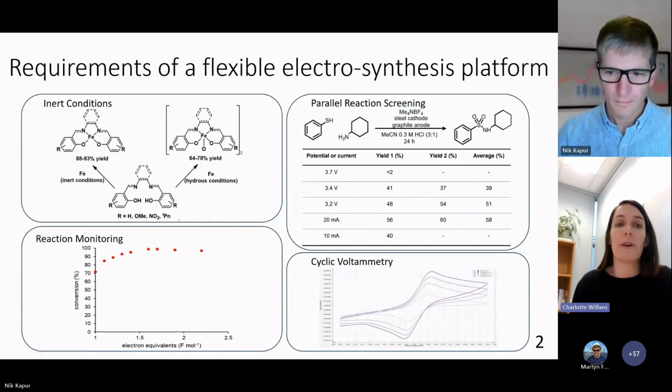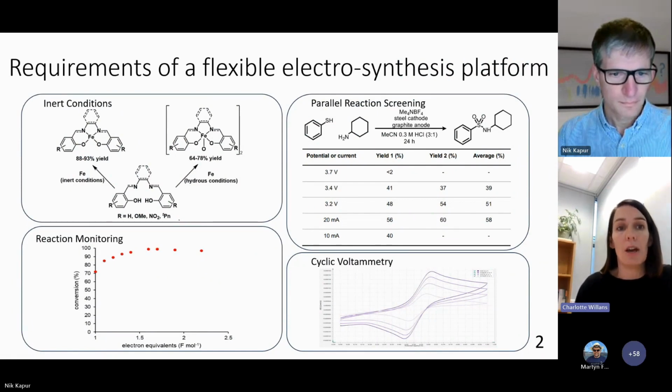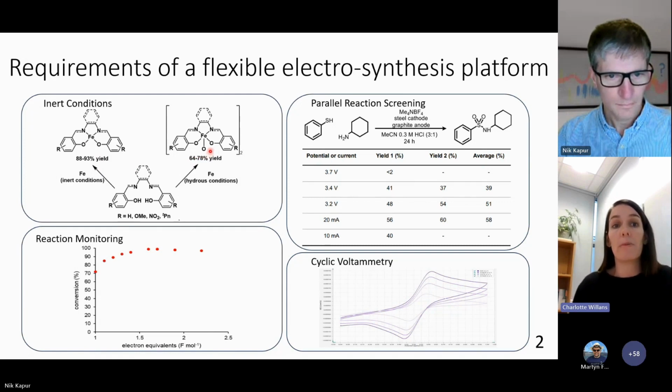So looking at some of those requirements, a lot of our chemistry is air sensitive. We need to do chemistry under inert conditions. As an example, in that top left hand box, you can see the formation of iron complexes. On the right hand side, the reaction is done under aerobic conditions and we access iron(III) complexes. But if we can eliminate air from that reactor, electrochemically we can form iron(II) complexes.